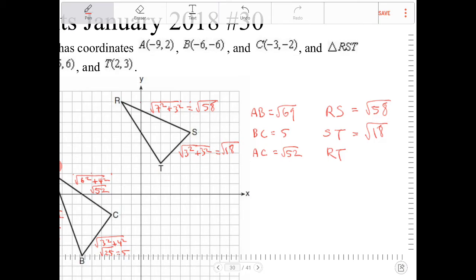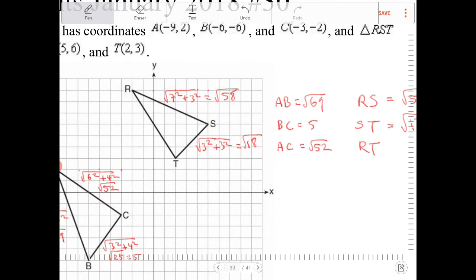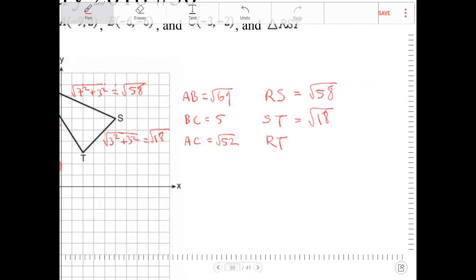And lastly, let's find out RT here. We're going to go 2, 4, 6, and then over 4. So this is the square root of 6 squared plus 4 squared. So that would be the square root of 52. So RT is the only one that has its length preserved.